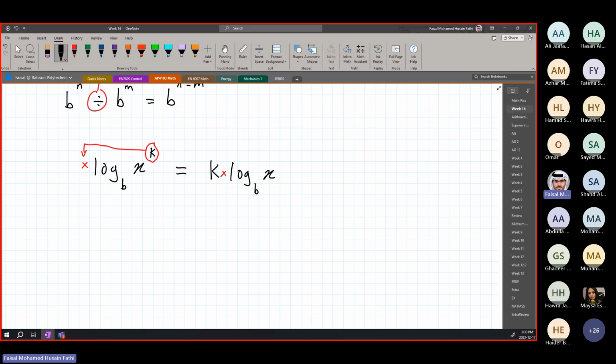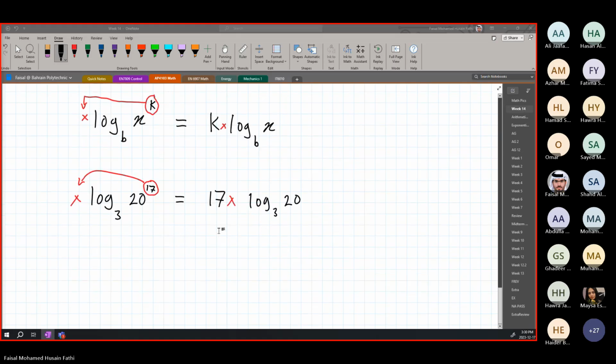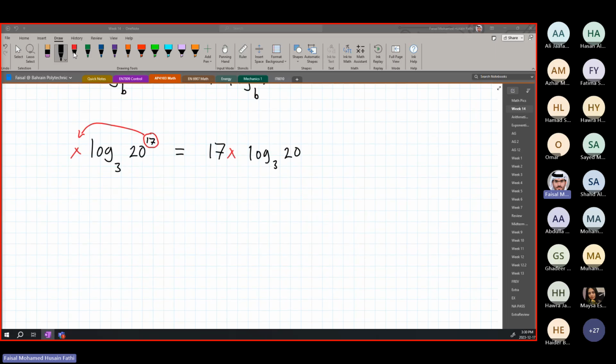So let's say we have the log base 3 of 20 to the power of 17. You can take this 17 because it's a power inside the log and take it outside and multiply. This is one of the rules of log. So it will become 17 times log base 3, 20. All right? Does this make sense? Again, you can do the same thing in reverse order.